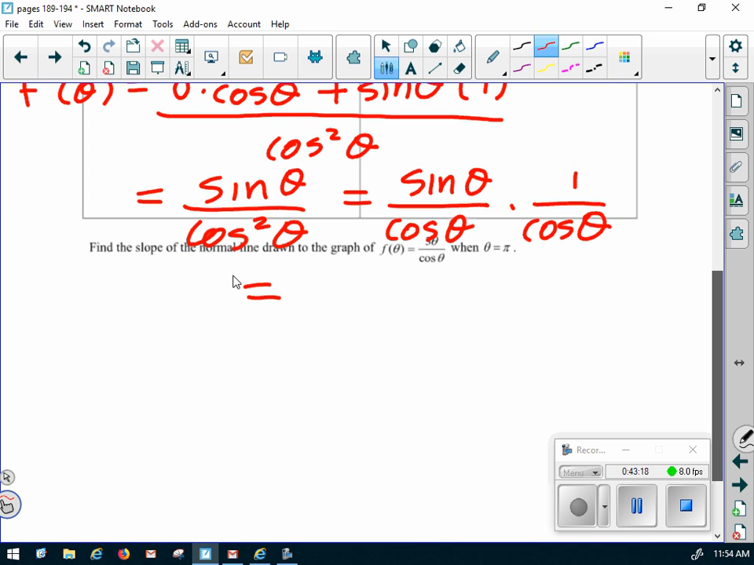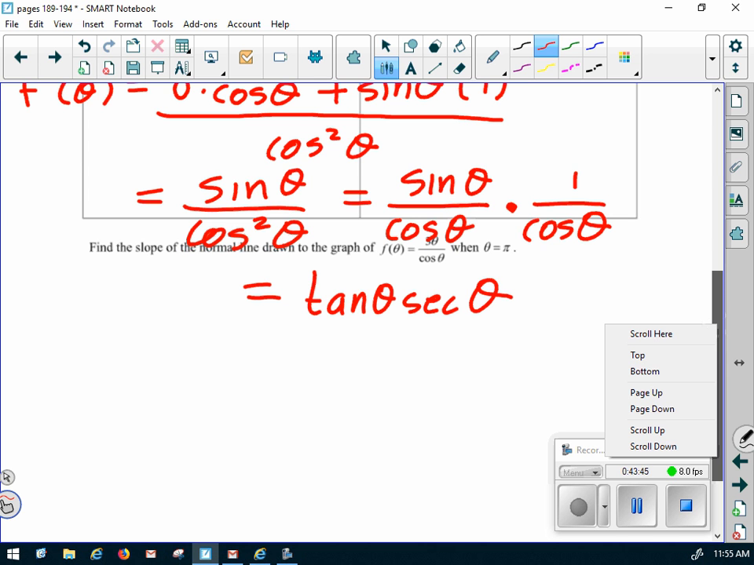Let me show you. Are you okay with how I broke that up? This is times. Well, what's sine theta over cosine theta? Tangent theta times secant theta. The derivative of secant theta is secant theta tangent theta. Learn them.